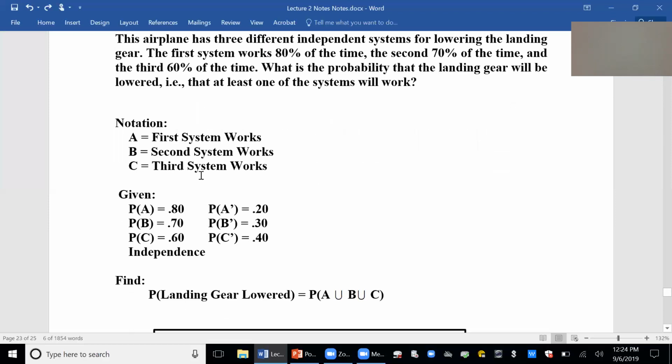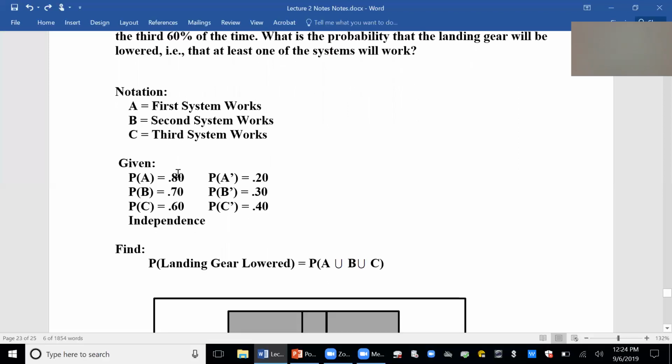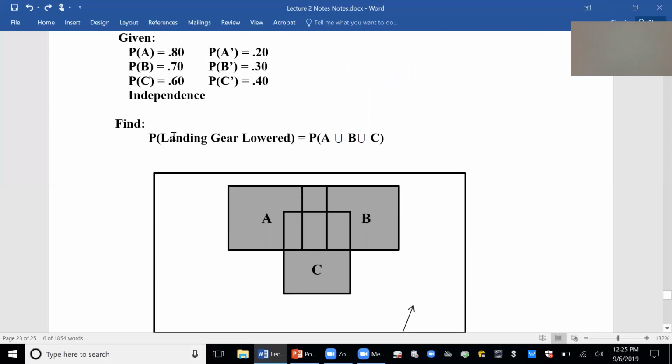So notation, let A be the event the first system works, or S1, or any letter you want. Let B be the event that the second system works, and let C be the event that the third system works. And those are the probabilities we're given. So on the exam, you set up notation, say what am I given, and then what am I asked to find? What's the probability the landing gear will be lowered?